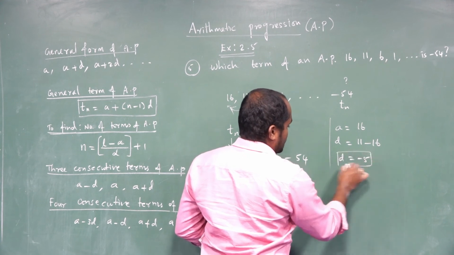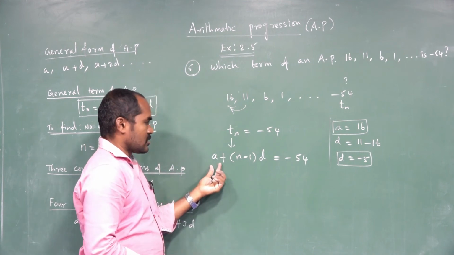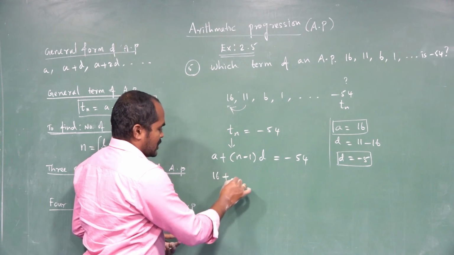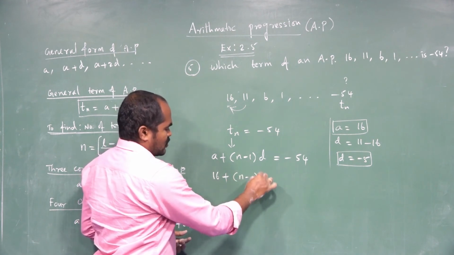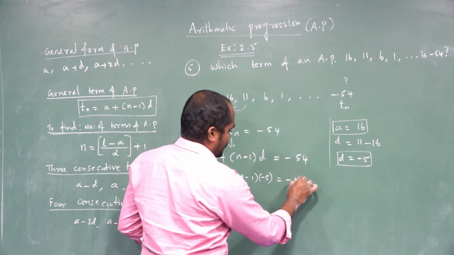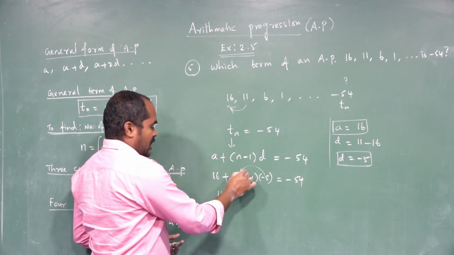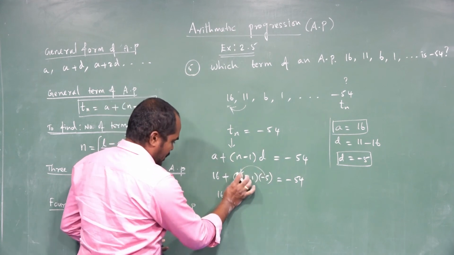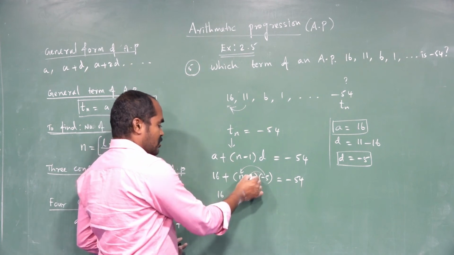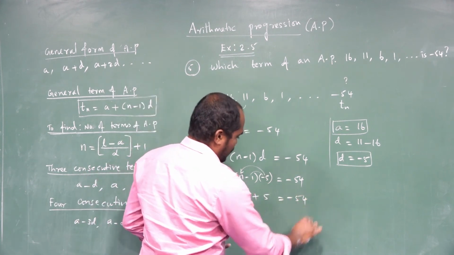So the common difference is minus 5. A is 16. So substitute here 16 and here minus 5. So 16 plus (n minus 1) into minus 5, because the d value is minus 5, equal to minus 54. So 16 plus minus 5 into n is minus 5n. Minus into minus is plus, 1 into 5 is 5, equal to minus 54.